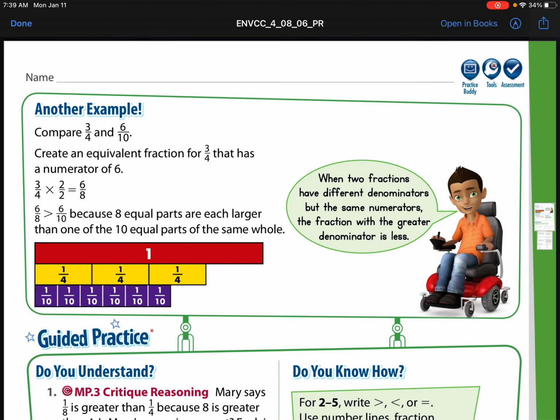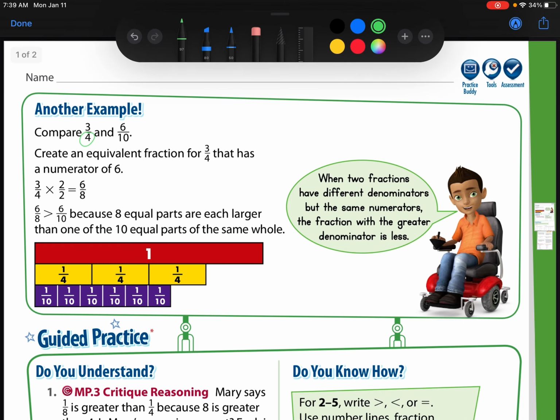So here we have our next lesson in Unit 8, which is on comparing fractions. We have another example right here at the top. And if you remember, when we compare fractions, we need to have the denominators, those bottom numbers, be the same number. So what do we need to do?